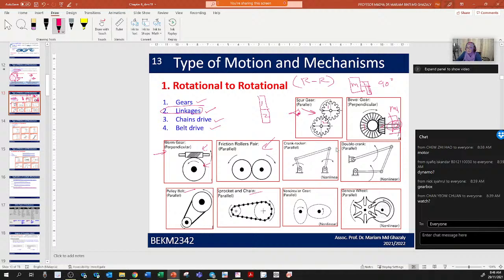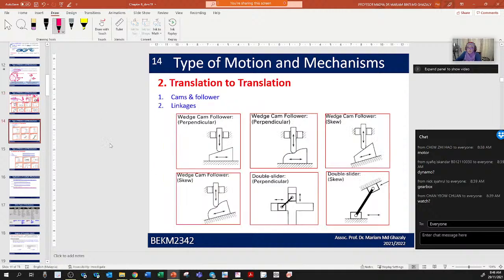And the rest will be crank rocker, double crank rocker also. Crank rocker and double crank are a type of linkages. We will go through them in depth later. You can go through here, Geneva Wheel, what is it? Try to search on YouTube, because it's a static photo, it's a bit hard to imagine how it works.